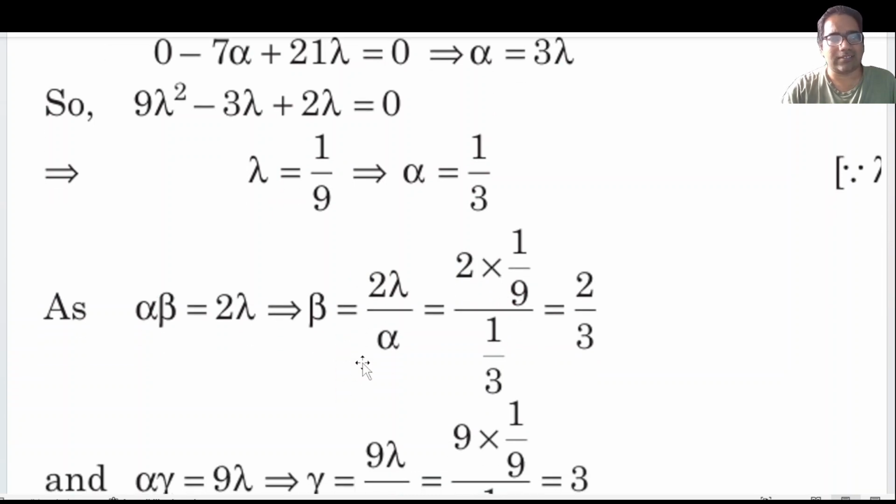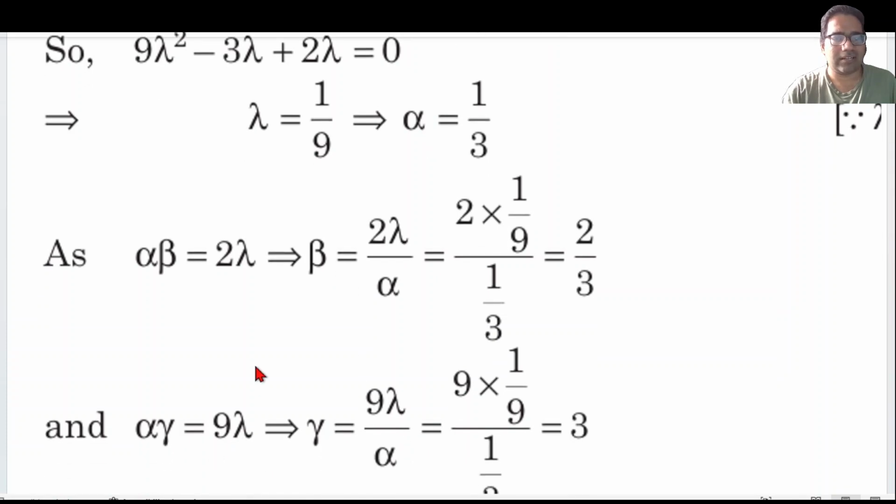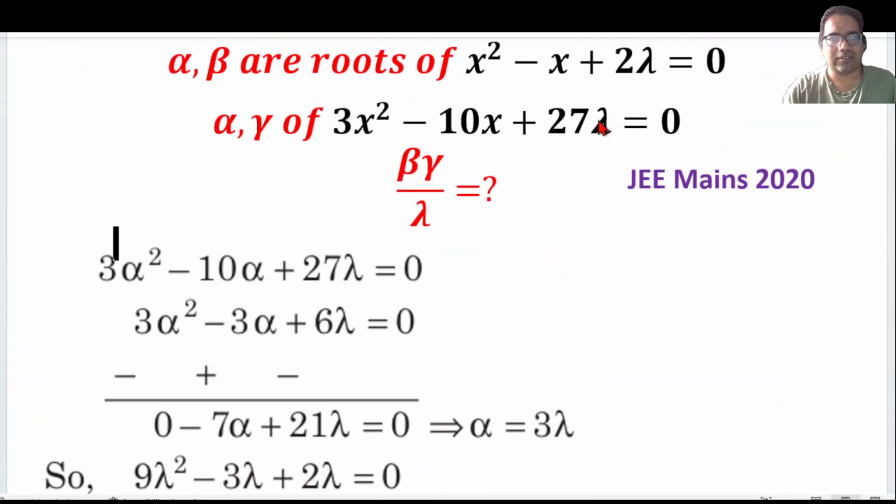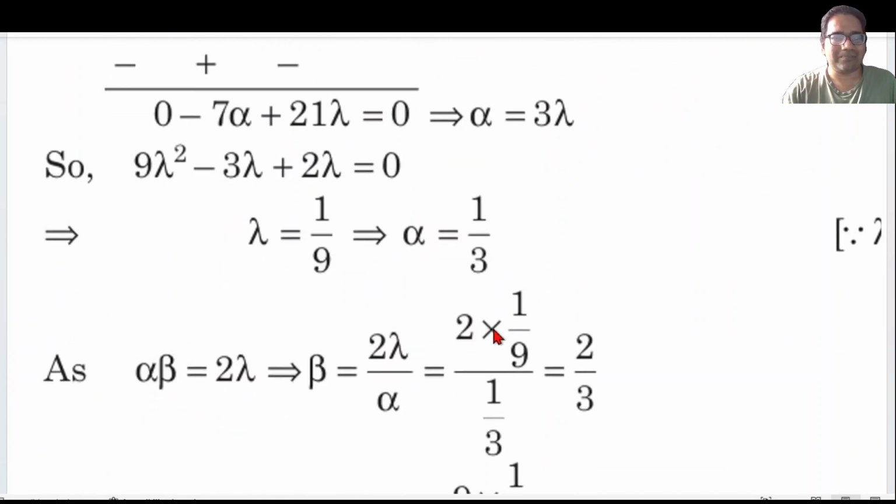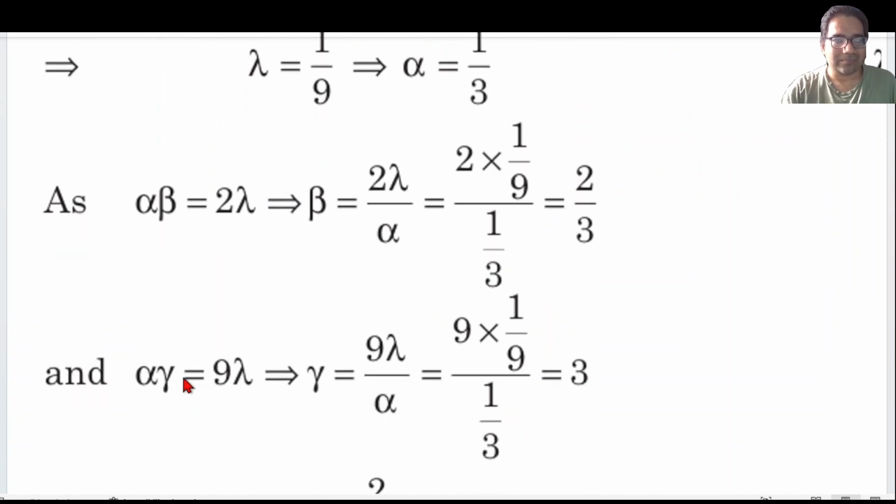Now we want to find out what gamma is. Similarly, alpha into gamma is 9 lambda, because it is 27 lambda by 3, c by a. Alpha and gamma are the roots of this equation, and the product is 9 lambda. That means gamma is 9 lambda by alpha. What is lambda? Lambda is 1 by 9. And what is alpha? 1 by 3. 9 into 1 by 9 by 1 by 3. That means gamma is actually equal to 3.